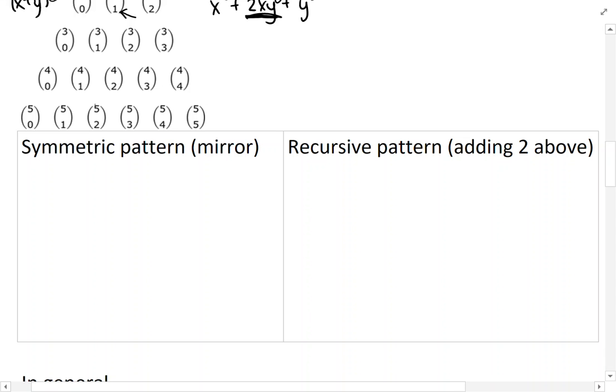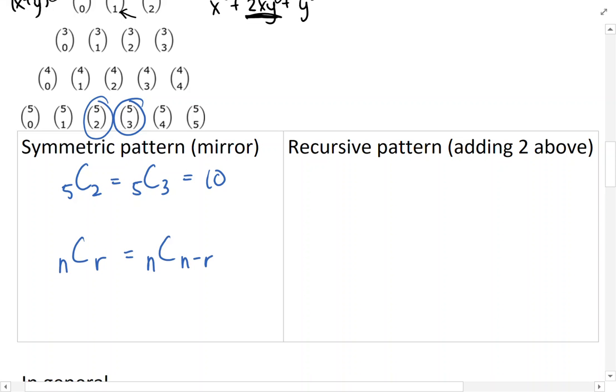And basically, the example I'm going to use are just these 2 right here. So 5C2 is equal to 5C3, right? That's an example. This is our 10, and we know they both equal 10 from before. So if we put this into a general equation, we could say nCr is equal to nC(n minus r). Because, well, 5 minus 2 gives us 3.